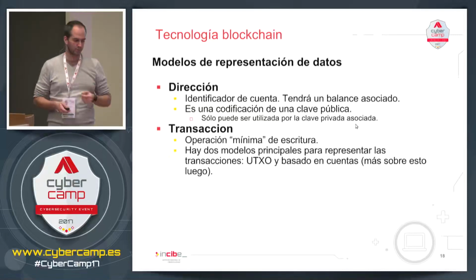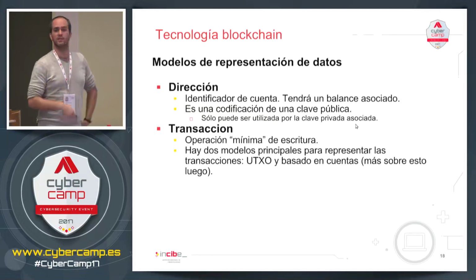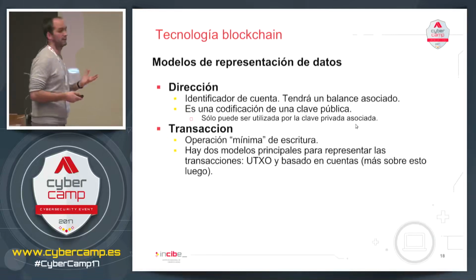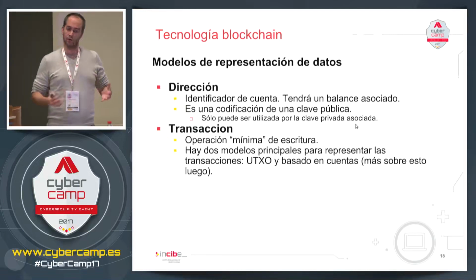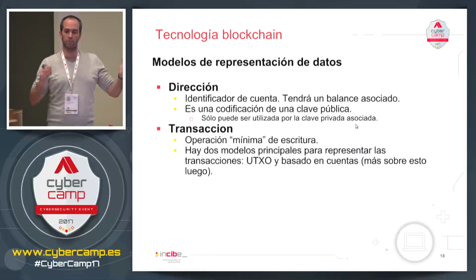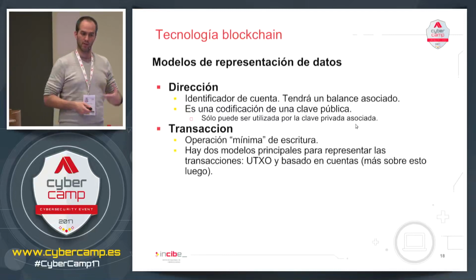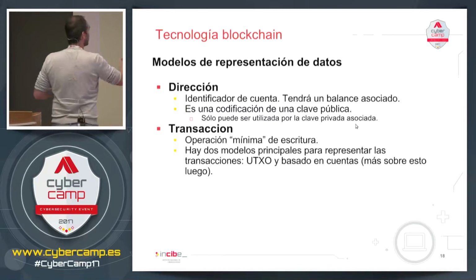What are the data structures that we have in a blockchain? Addresses, transactions, blocks, and the blockchain. Addresses are account IDs. Normally, there is an associated balance. It's not a bank address. Well, it's not a typical bank address. It's not a number given by the bank. It's a number that is the coding of a cryptographic public key. But, well, let's see why.